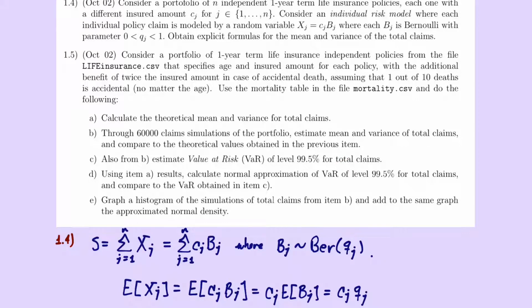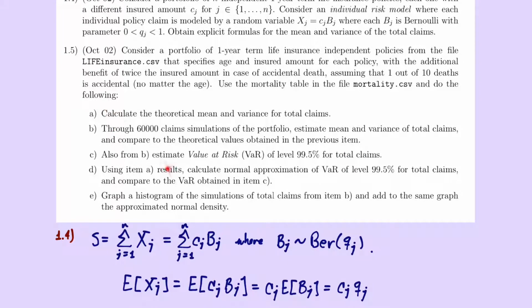Then, using the first item results, the theoretical mean and theoretical variance, we have to calculate the VaR of level 99.5 with a normal approximation. We will see what that means. Then compare it to the estimation of the VaR with the simulations. And then we will have to graph a histogram from the simulations and compare it to the graph of the normal approximation of the previous item.